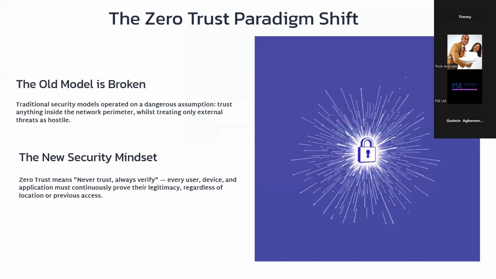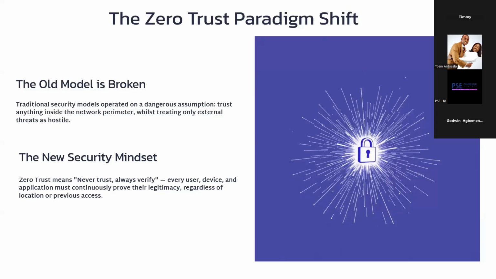So this is the mindset we need to have with regards to zero trust architecture. The old model is broken. The traditional security model operated on dangerous assumptions, where trust is given to anything inside the perimeter, whilst treating only external threats as hostile. We need to break that down and make sure that both the internal and the external access that we give can destroy the whole system.